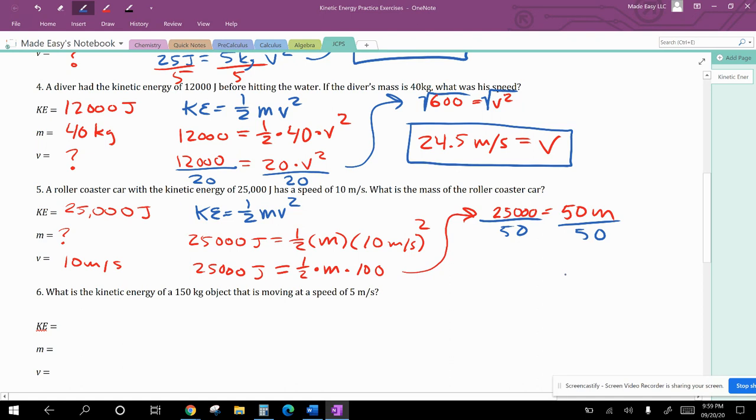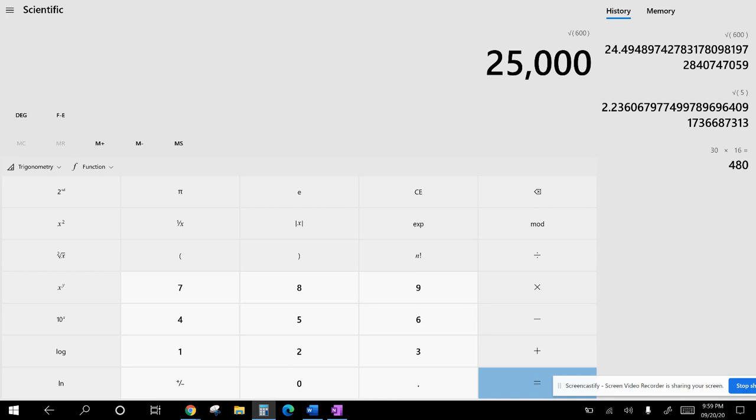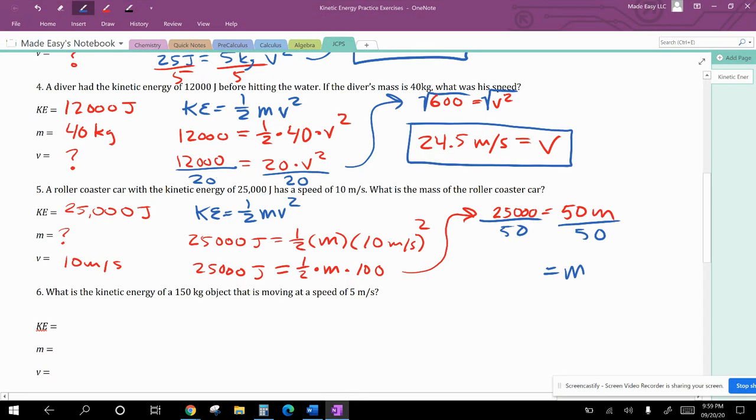This will just be m on that side. And on the left side, what we're going to have is 25,000 divided by 50. I have a big number of 500. And we're talking about a mass, so we have it in kilograms.